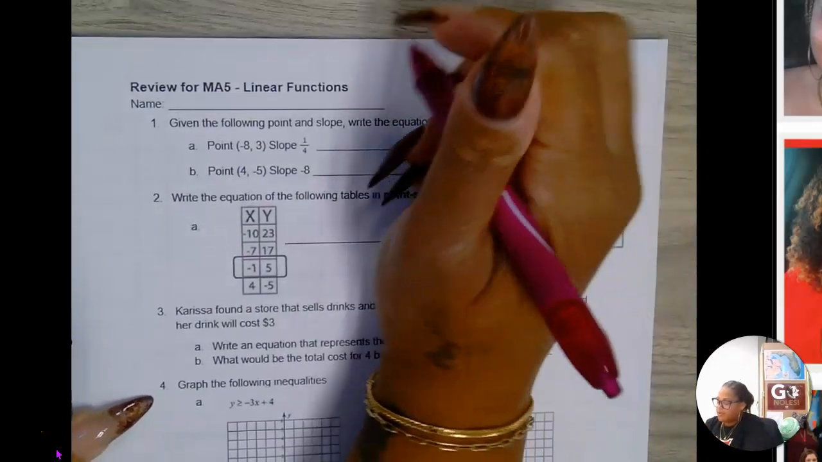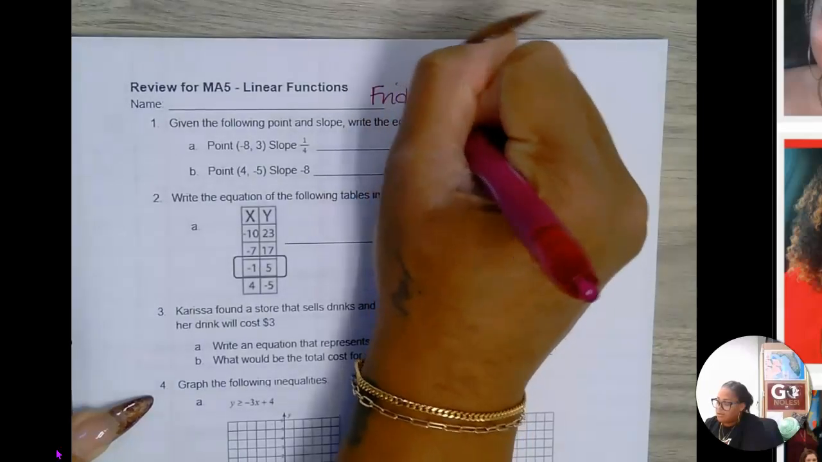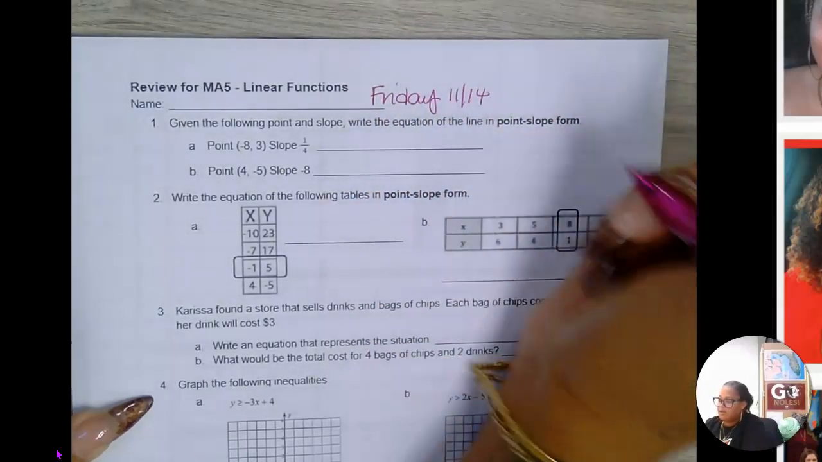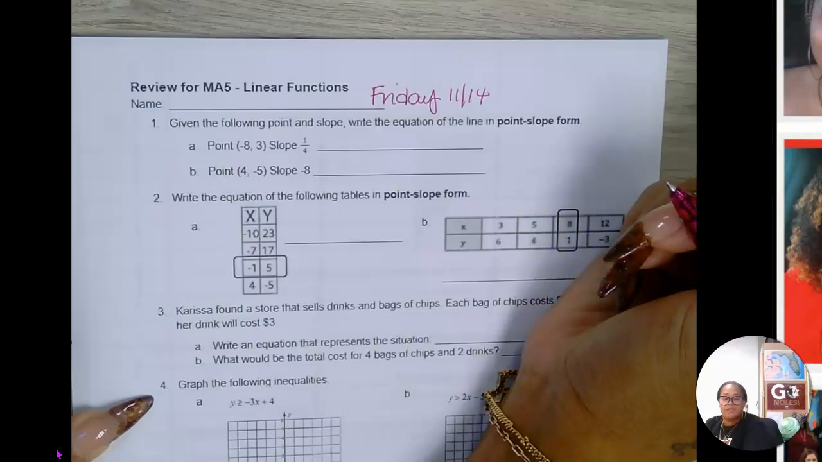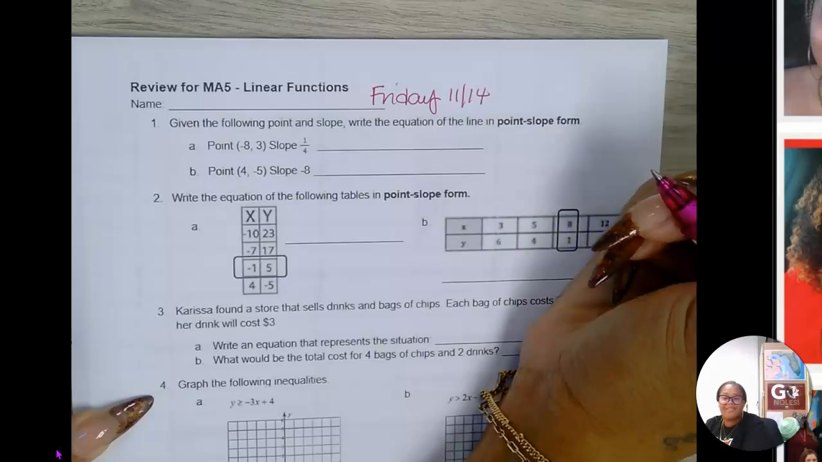Hey guys, this is a review for your test on Friday, November 14th. This is point slope form, writing and solving inequalities, or graphing inequalities.